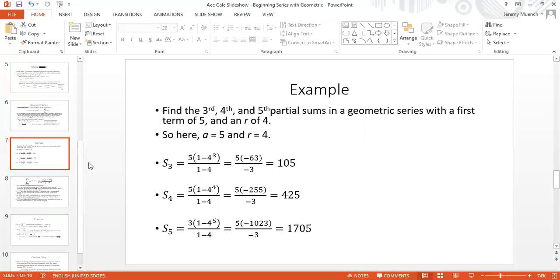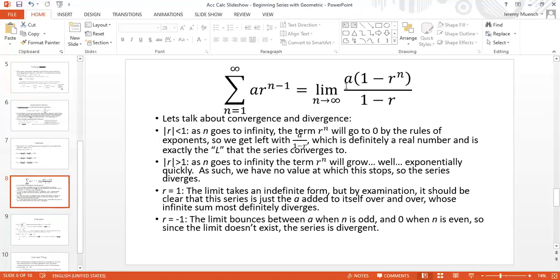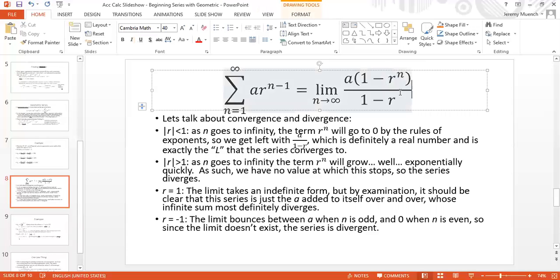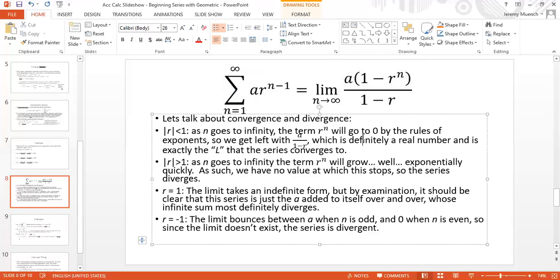I want to talk a little bit about infinite geometric sums, infinite geometric series. The essentially nth partial sum as n goes to infinity. So here, that's exactly what we're looking at. The nth partial sum as n goes to infinity. I wanted to actually grab that. There we go. This is exactly what we're looking at. So let's talk a little bit about where this is going to converge and where this isn't going to converge.